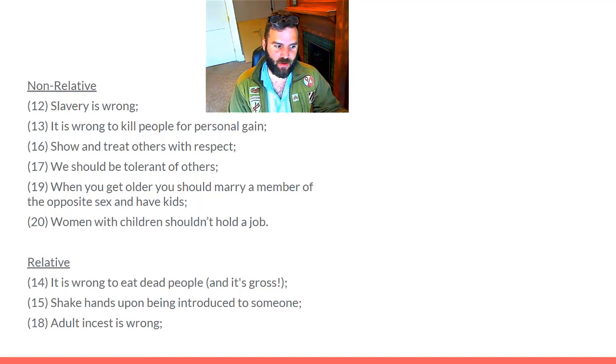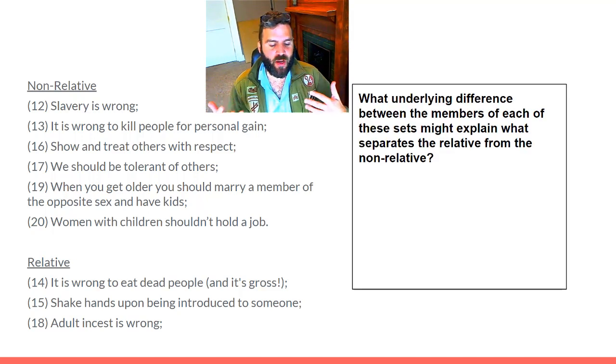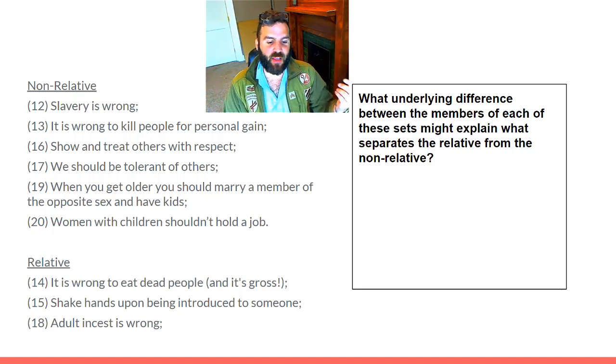Again, if it's a parent abusing a child, definitely wrong. But you could think of consensual sex between adult relatives. If we treat that as wrong, at best it's just what we do around here, not something with some sort of objective moral backing behind it. So what is the underlying difference between the members of the first set and the second set that might explain what separates the relative from the non-relative?